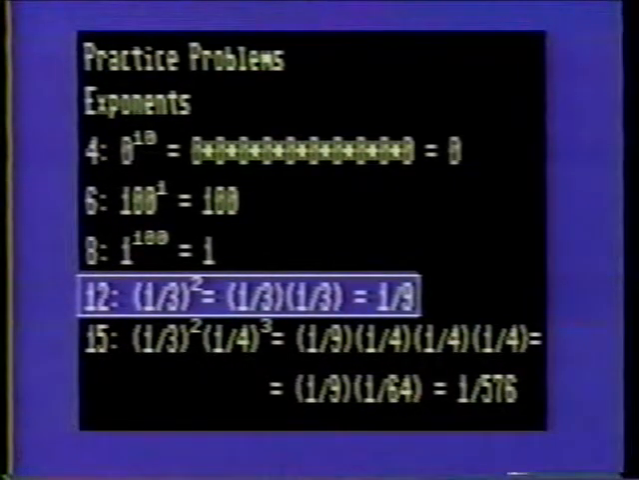Problem 12. 1/3 squared is the same as 1/3 times 1/3. 1 times 1 is 1, and 3 times 3 is 9. The solution is 1/9.